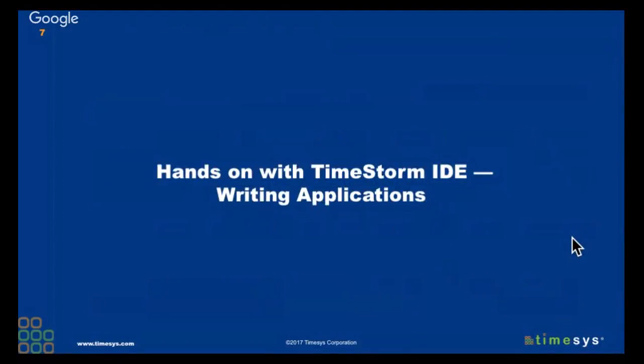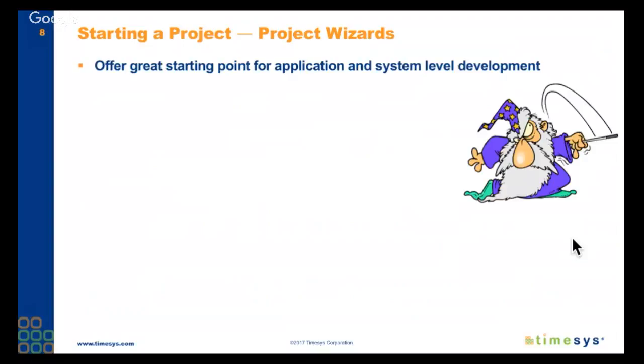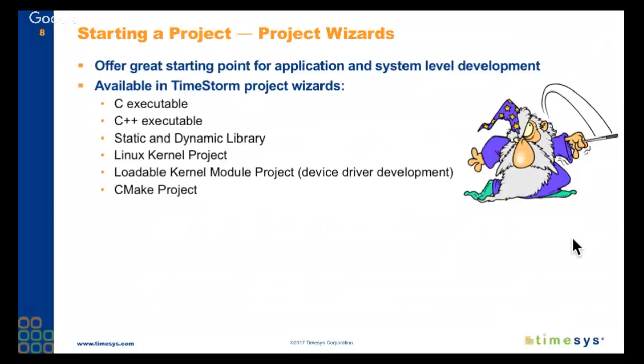So today we're going to have a little bit more hands-on compared to session number 1. But before we switch to the hands-on part, I wanted to introduce how TimeStorm projects work. How do we start a project in TimeStorm? The easiest way is to leverage one of the project wizards. They offer a great accelerating point in setting up a C or C++ project. And they are available not only for C, C++ projects, but also for static and dynamic libraries.